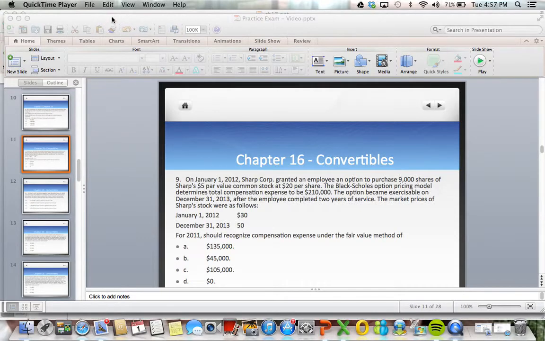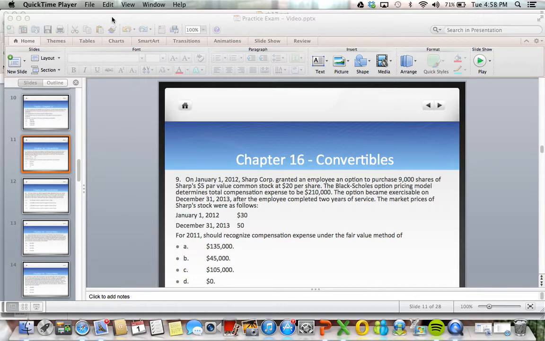And moving on to question number 9, we're going to start Chapter 16, which is convertible securities, stock options, derivatives, and how it relates to your equity balances. On January 1, 2012, Shark Corp. granted an employee an option to purchase 9,000 shares of the $5 par value common stock at $20 per share. Per the model, this is worth a compensation expense of $210,000.